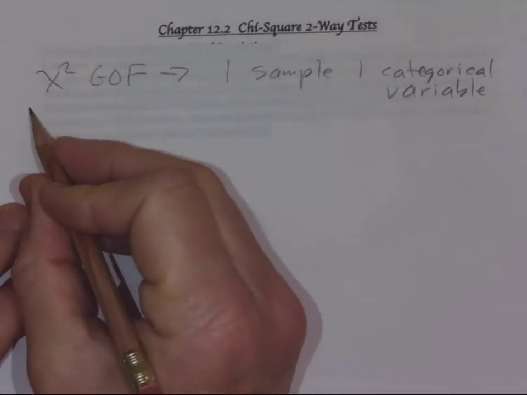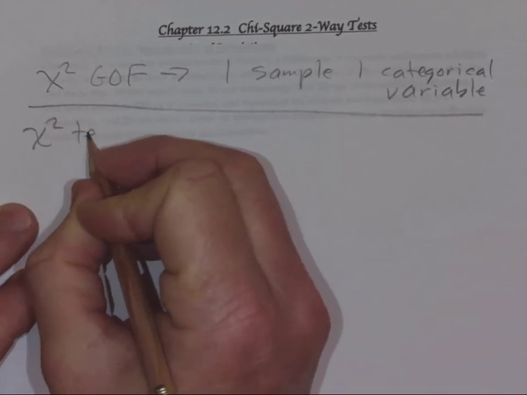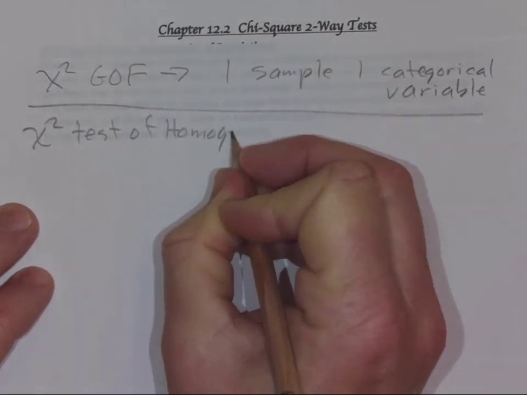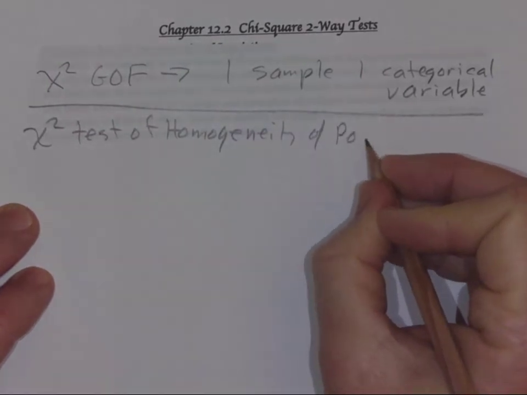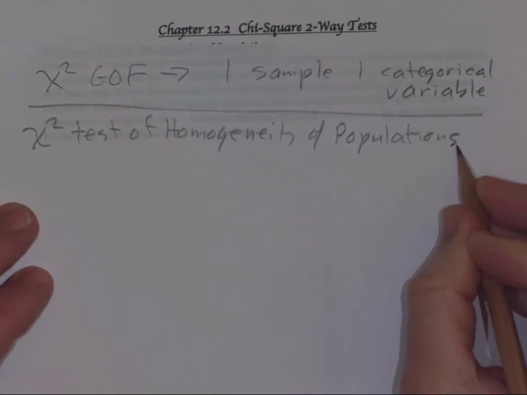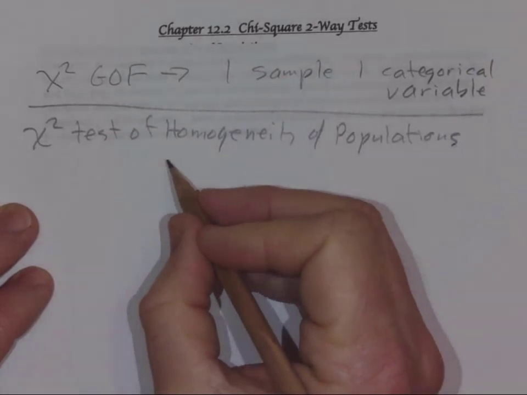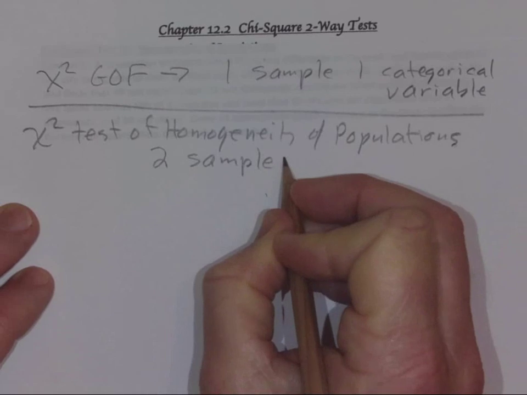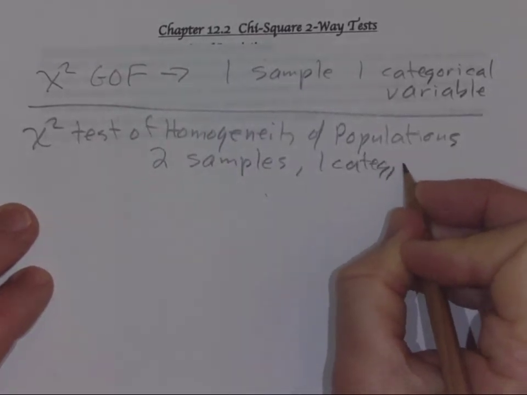And so then we've got two others. That's in 12.1. In 12.2 we have the chi-squared test of homogeneity of populations. You can just call it the chi-squared test of homogeneity. But in this case, we are going to have more than one population. We're going to have two populations, and so we are going to have two samples. That's the way to recognize it. We'll have two different samples and one categorical variable.